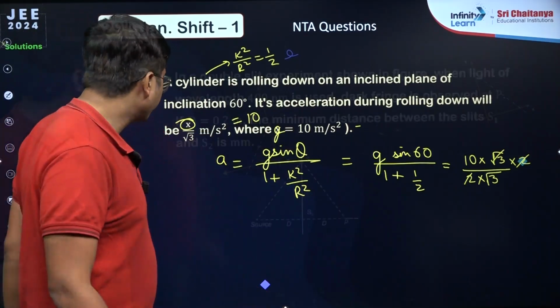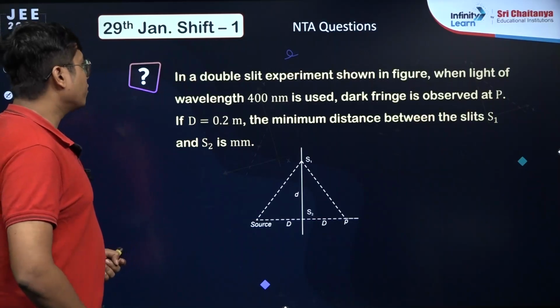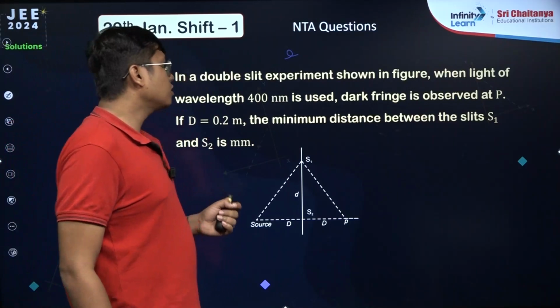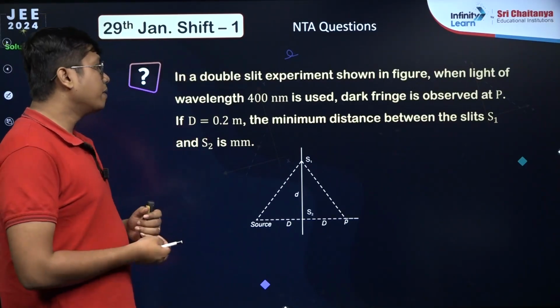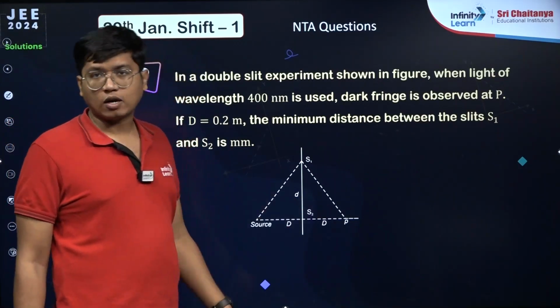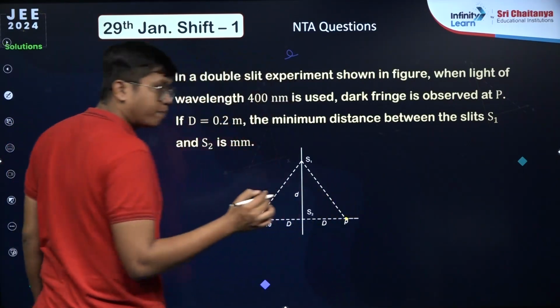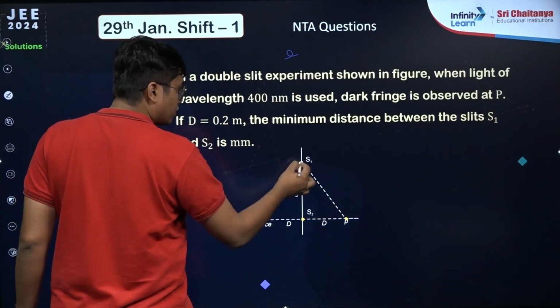Next question says, in a double slit experiment shown in the figure, when light of wavelength 400 nanometer is used, dark fringes are observed at P. If d is equal to 0.2 meters, then the minimum distance between the slits S1 and S2 in millimeters is how much? So over here, you want it at point P, right? You have S1 and S2. So this is your S2 and this is your S1.